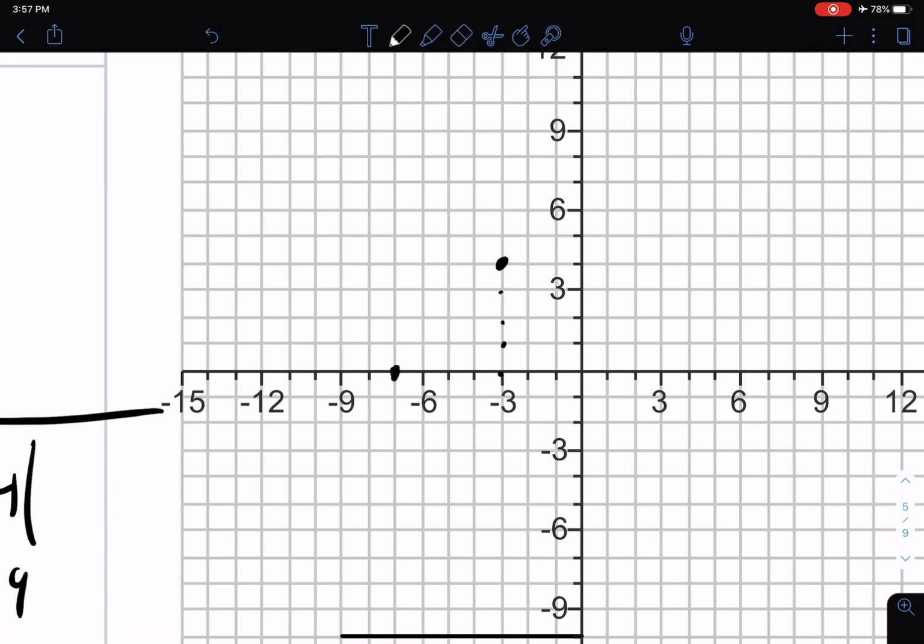So with MyLab, that would be it. As long as you clicked on the absolute value button, you first do the vertex and then you got the other one.